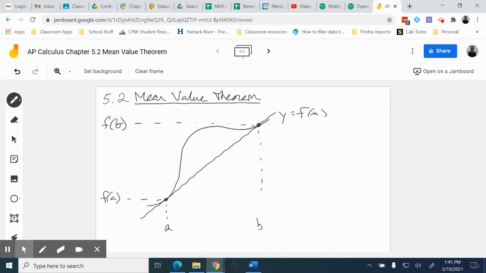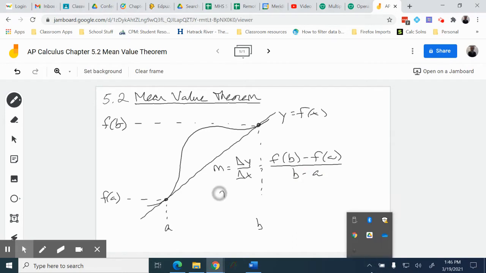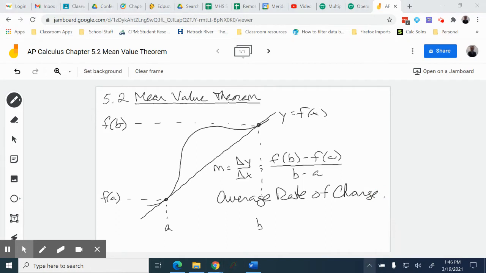And I know that the slope of this line is the change in the y value divided by the change in the x value, which is f of b minus f of a divided by b minus a. We've also, here in calculus, referred to this as the average rate of change between a and b. So the average rate of change. Now, here's what the mean value theorem says.